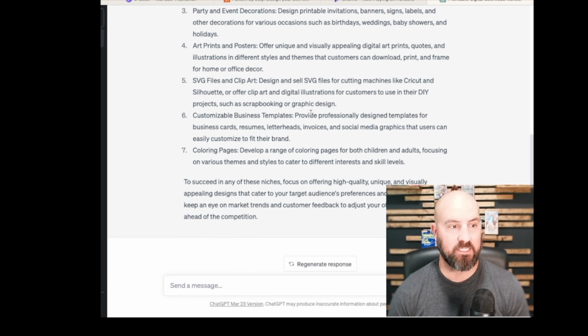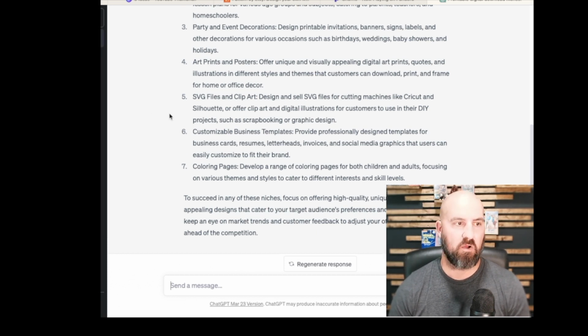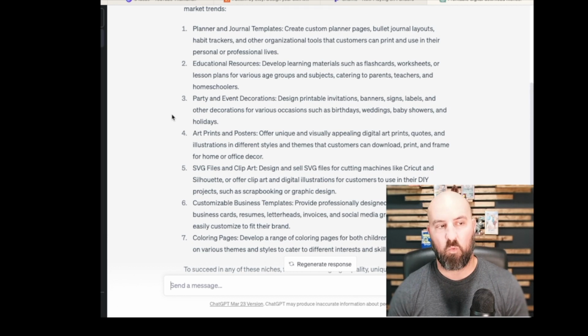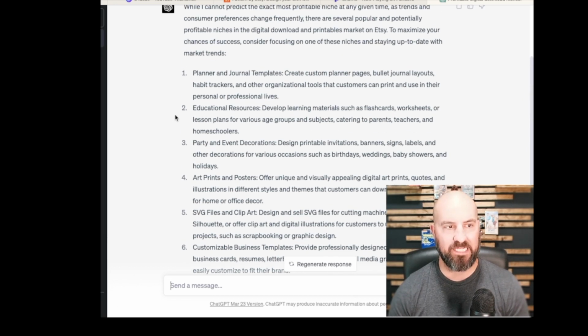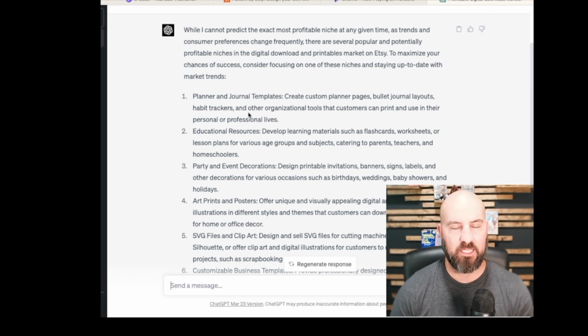Number six, customizable business templates: letterheads, invoices, resumes. Number seven, coloring pages: develop a range of coloring pages for both children and adults, focusing on various themes and styles to cater to different interests and skill levels. So why don't I have to pick one of these? It didn't tell me which one is the most profitable, but let me do more research.